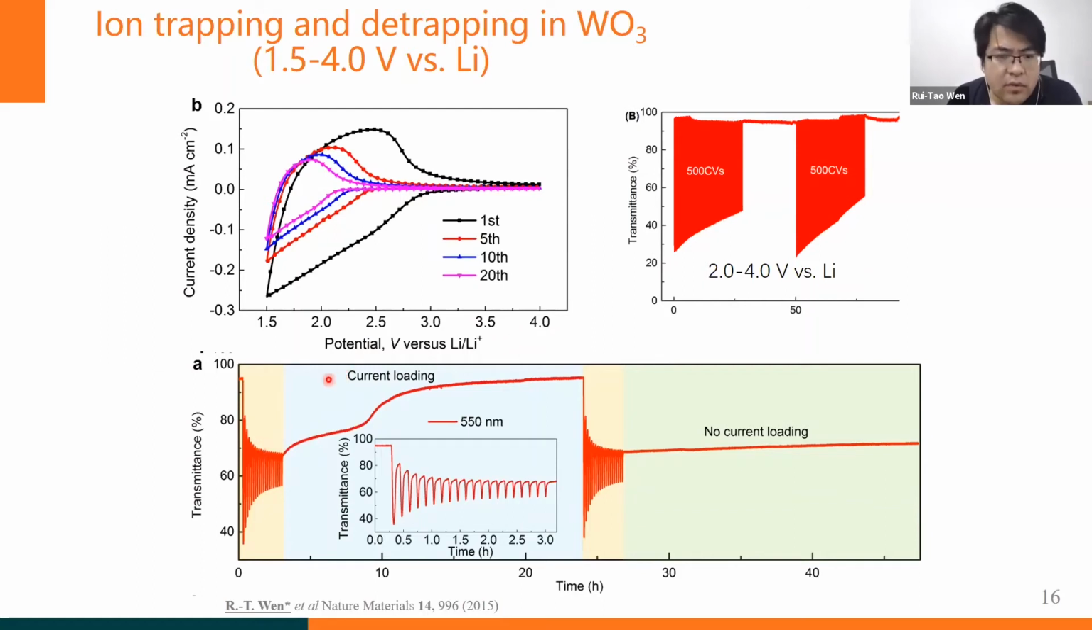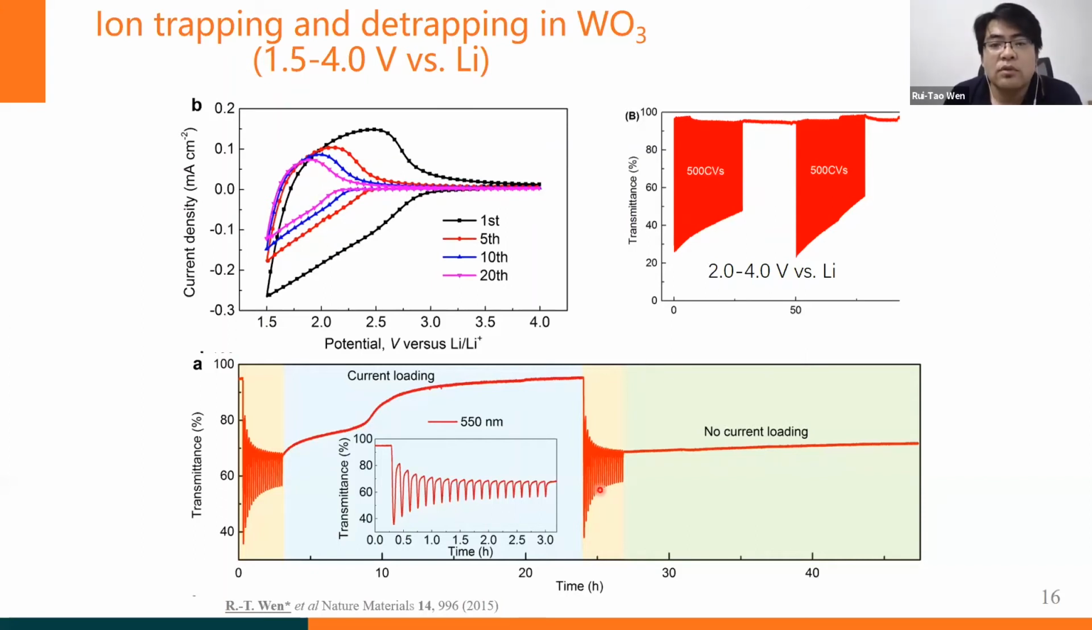The next question we want to know is whether we can extract the charge or ions from the deep traps. We apply a similar procedure, a constant current, and we observe that the optical transmittance of the films gradually returns to its initial state, which means we are able to extract the ions from the deep traps as well. This is similar to the shallow traps. We can refresh the film, restoring its initial performance.